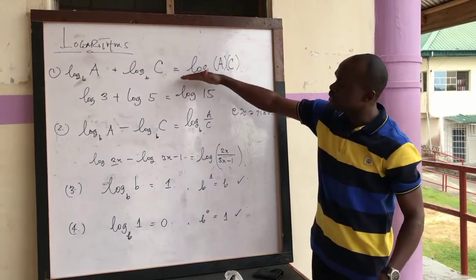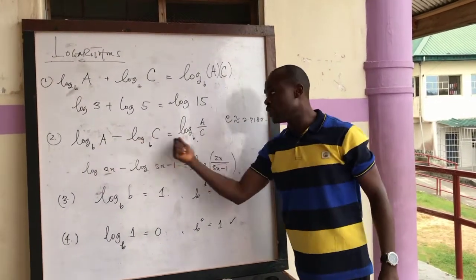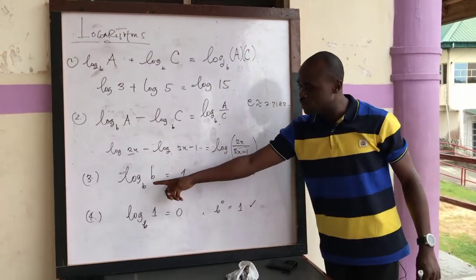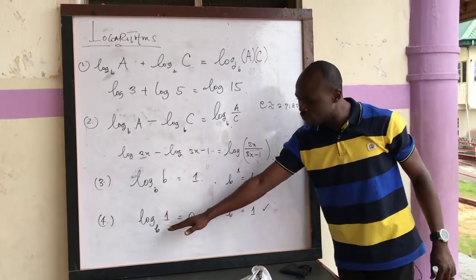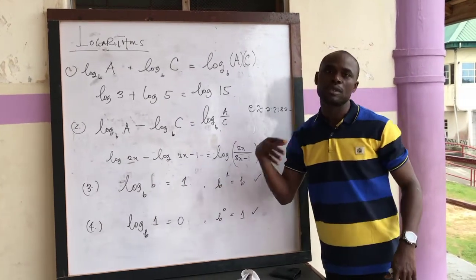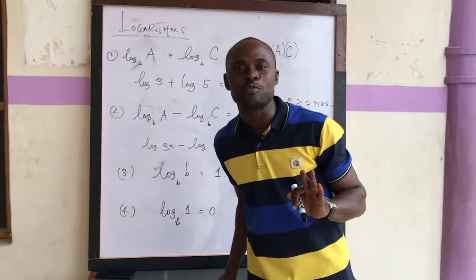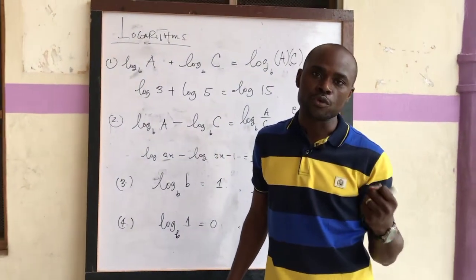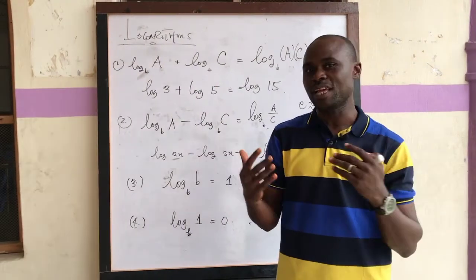The first rule is this, the second rule is this, which has to do with subtraction and where we divide the arguments. The third rule, where the base and the argument are the same, we have 1. And finally, if we have log 1, just log 1, whatsoever base, log 1 is actually 0. Please take note of this fourth rule. In our next video, I'm going to be discussing the remaining 4 rules. We have so many rules of logarithm, but these are basic.